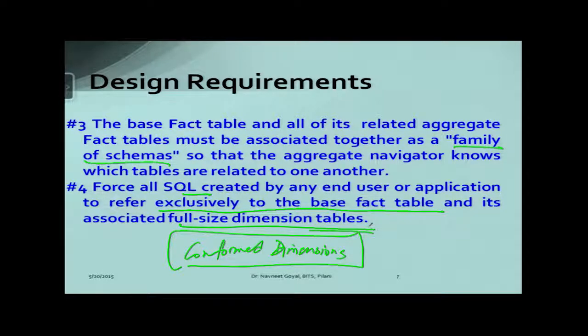So we should not expose the aggregates to the end users for them to use directly in their code or application, right? So it is mandatory that all end user applications and queries target the base level data. That is very, very important, because tomorrow when I change the set of aggregates that I have, nobody is affected.